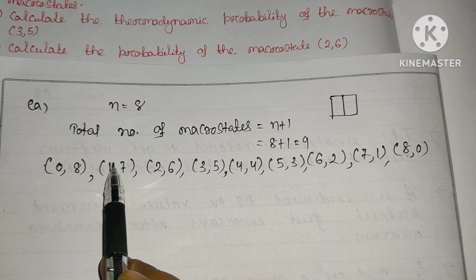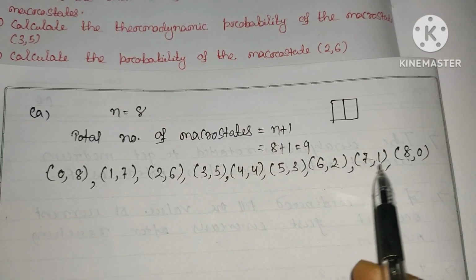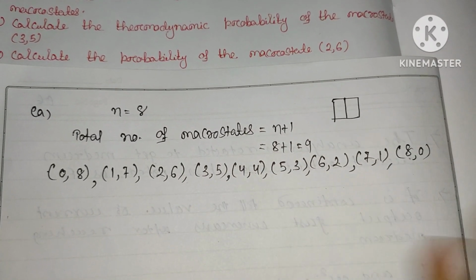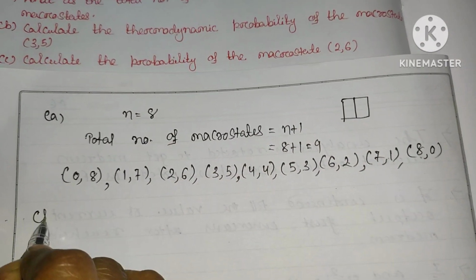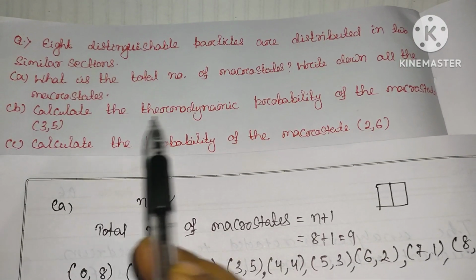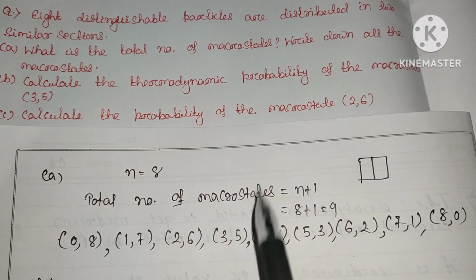So you can see that 1, 2, 3, 4, 5, 6, 7, 8, 9. So there are 9 macrostates possible. Clear? The second question is, calculate the thermodynamical probability of the macrostate 3, 5.